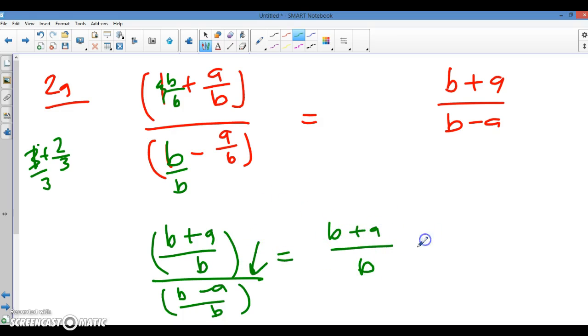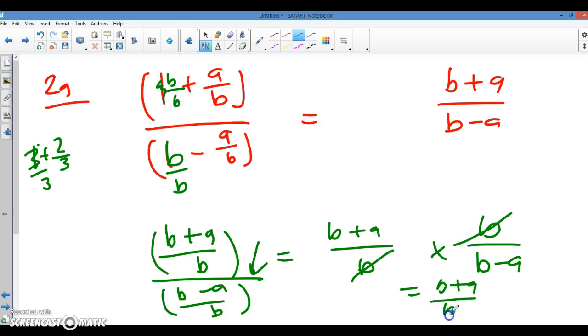I'll write it up here. Okay, so it's dividing, and when you divide, that's the same as multiplying by the reciprocal. So I'll multiply by the reciprocal, which is this flipped, b minus a. Cancel out the b's, left with b plus a over b minus a.